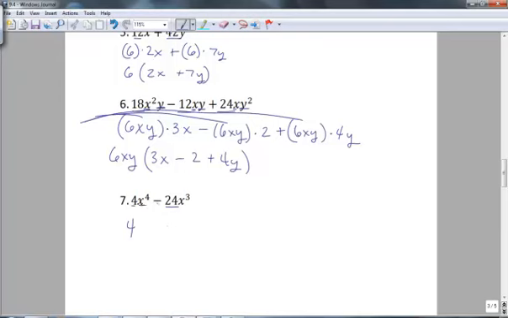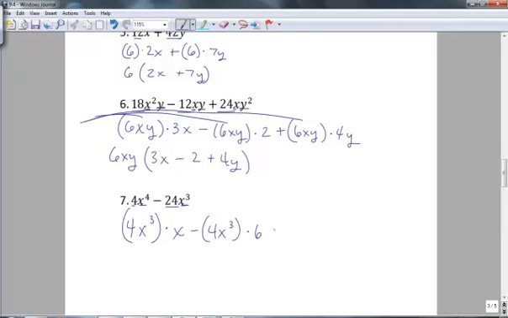And then looking at the x's, I've got x to the 4th and x cubed. What do they both have? The first term has x to the 4th. The second term has x to the 3. So they both have at least x to the 3. So I'm going to rewrite this as 4x cubed times x minus 4x cubed times 6. Just rewriting it.